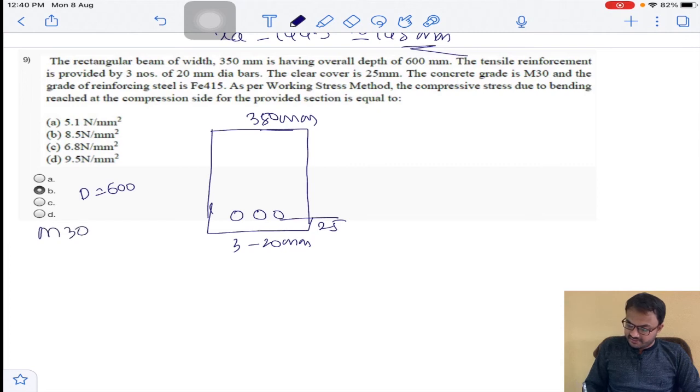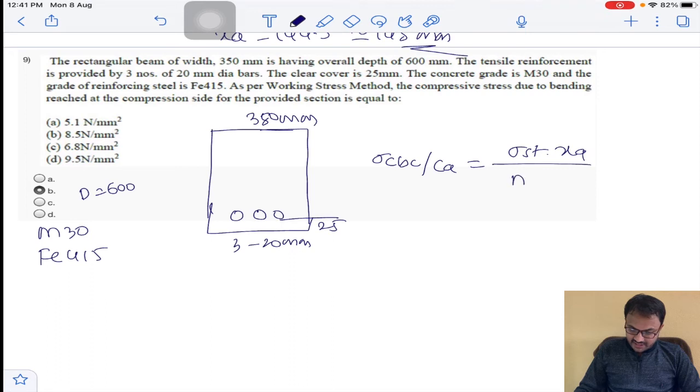M30 grade concrete, Fe415 steel. Compressive stress due to bending reached at the compression side for the provided section is equal to, that is, we need to calculate the compressive stress. We have a formula to calculate compressive stress, that is sigma CBC, or we also call it sigma CA, equal to sigma ST into XA divided by M into d minus XA.